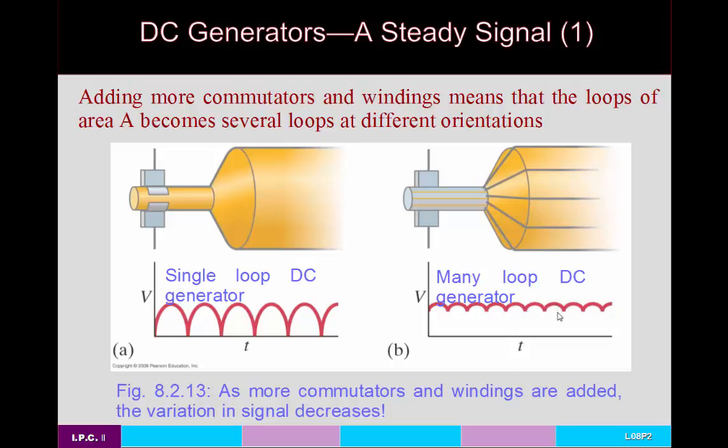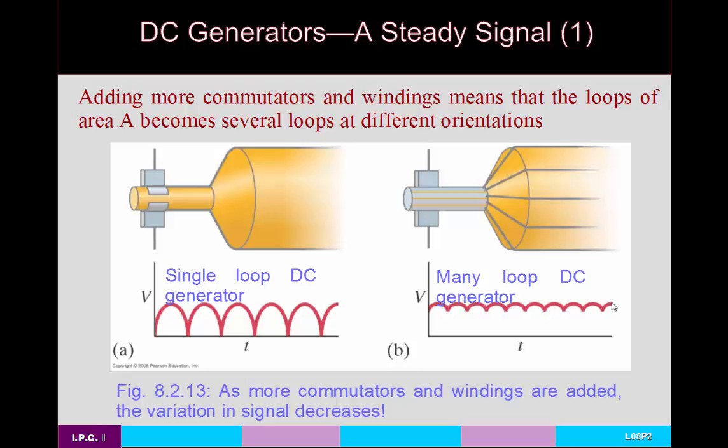You still have, for example, a large change in the flux itself to generate this large voltage, but the change in the change of the flux gets to be a bit less, and so you get this repeating pattern like this. And as you add more and more of these loops and commutators, you get less and less variation in your voltage signal.